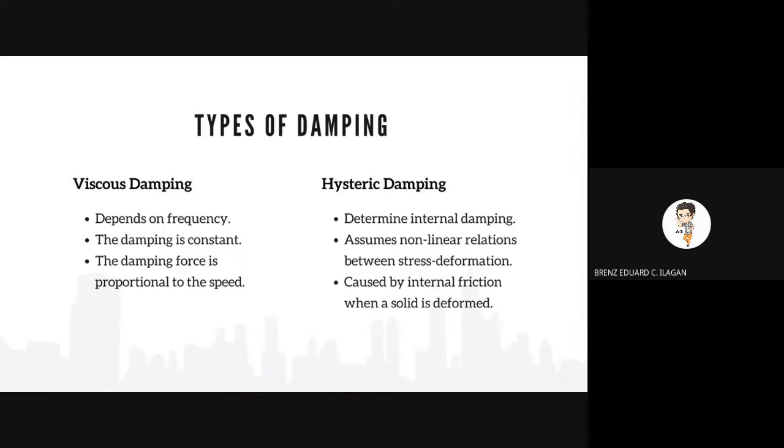Viscous damping depends on frequency, while hysteretic damping assumes nonlinear relations between stress and deformation. Some materials, such as structural steel, are almost ideally elastic up to the elasticity limit. And with these materials, that type of dissipation can occur during stress much lower than the stress of the elasticity limit.